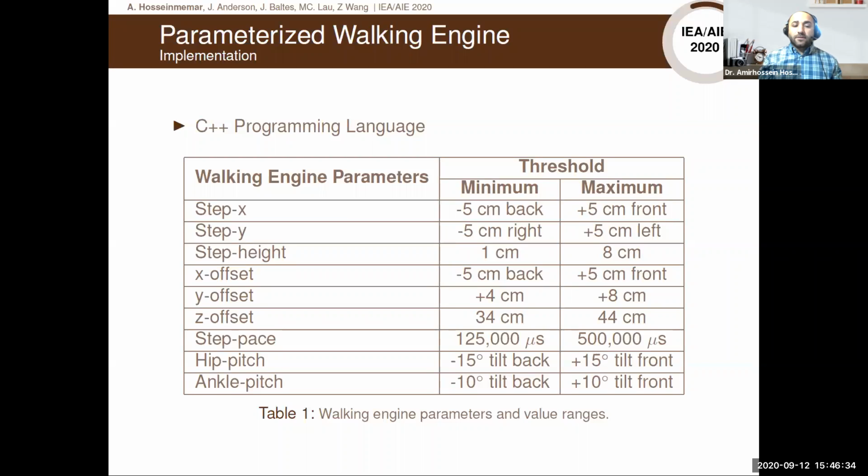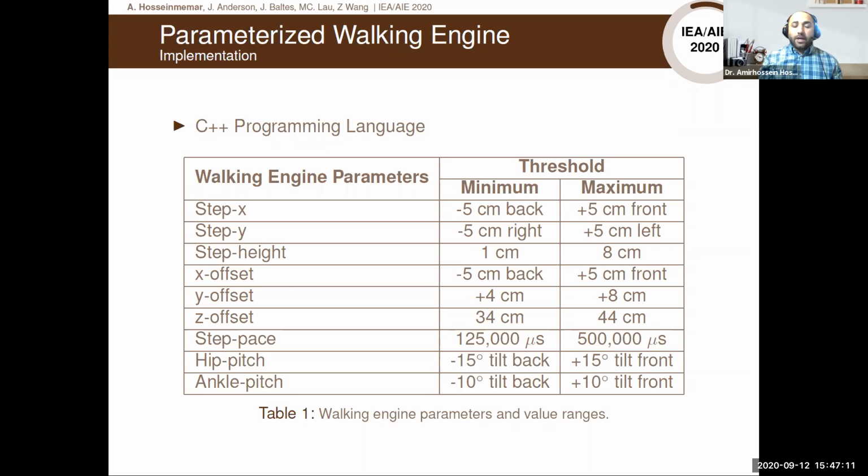We have X offset and Y offset, which are for relocating the feet. For example, we give an offset to go a little bit forward or a little bit backward and calculate all the trajectories from that point instead of the very center of the body. Z offset is the height of the robot, and it goes from a minimum of 34 centimeters to 44 centimeters. So 34 centimeters means it leans more on the knees.